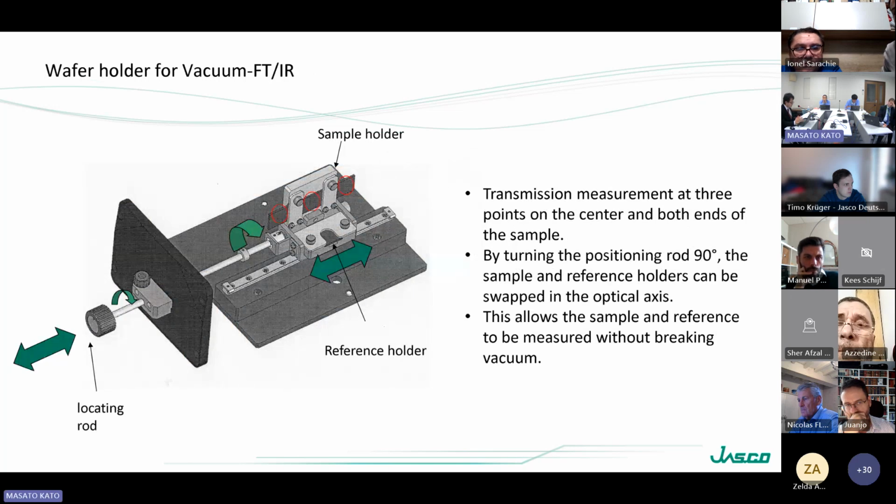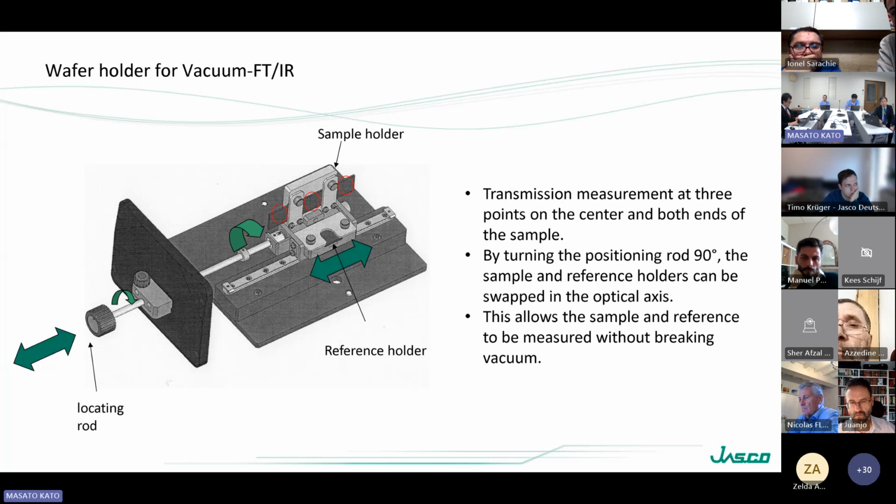Wafer holder for vacuum FTIR. This unit is specialized for wafer measurement. The customer can switch between the sample and background and measure multiple points of the sample under vacuum. If measuring only a fixed sample as in this unit, we can propose measurement accessories specifically designed for it.